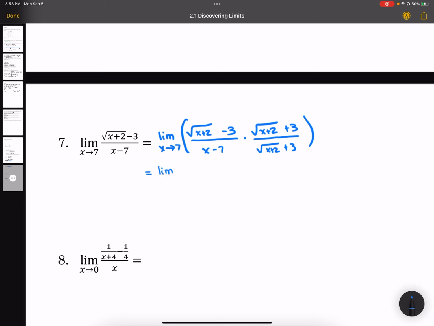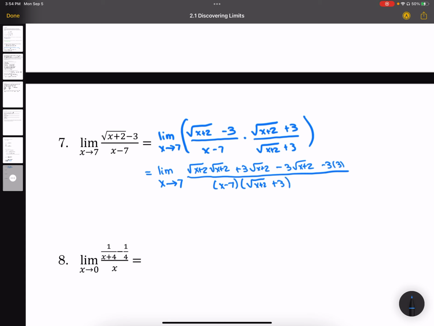So this is going to equal the limit as x approaches 7. So we're going to get the square root of x plus 2 times the square root of x plus 2, plus 3 square root x plus 2, minus 3 square root x plus 2, and negative 3 times 3. I'm just showing you what we get. Now, if we were doing this on a test or a quiz, you just write this stuff out. So in the denominator, do not actually multiply anything out.